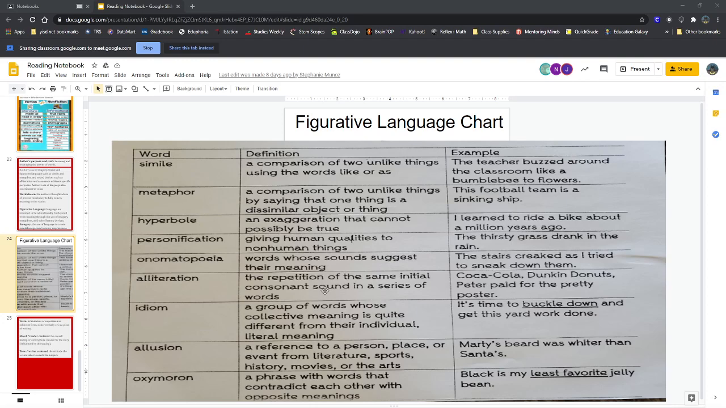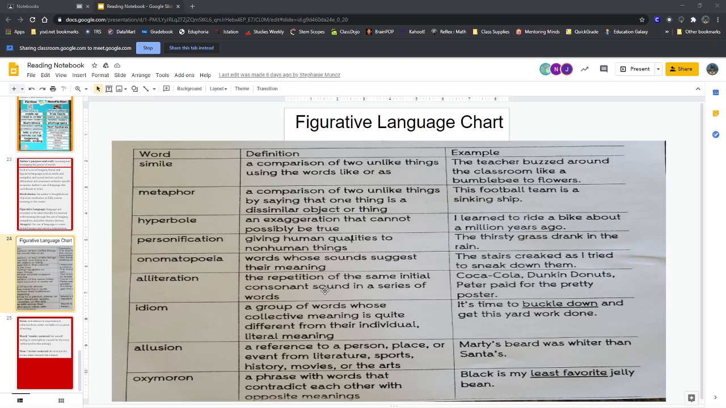Okay, hyperbole. Even though you don't know the word, because the word might be new, I bet you know how to use this one. And I bet you've heard people use this one too. So hyperbole is an exaggeration. It's an exaggeration that is so exaggerated that it can't possibly be true. It's completely impossible.